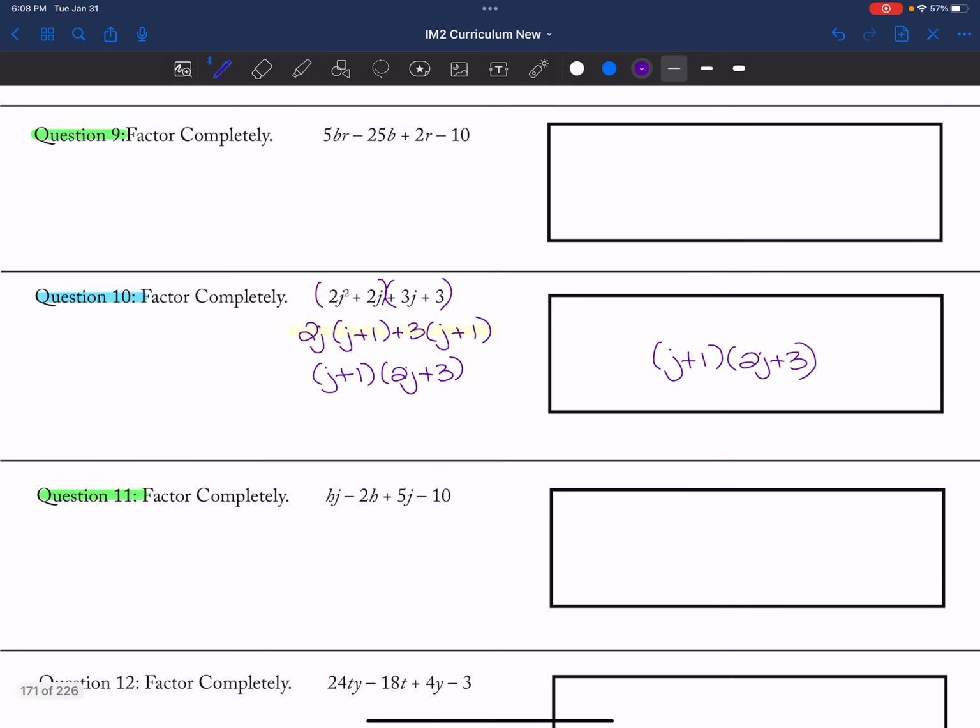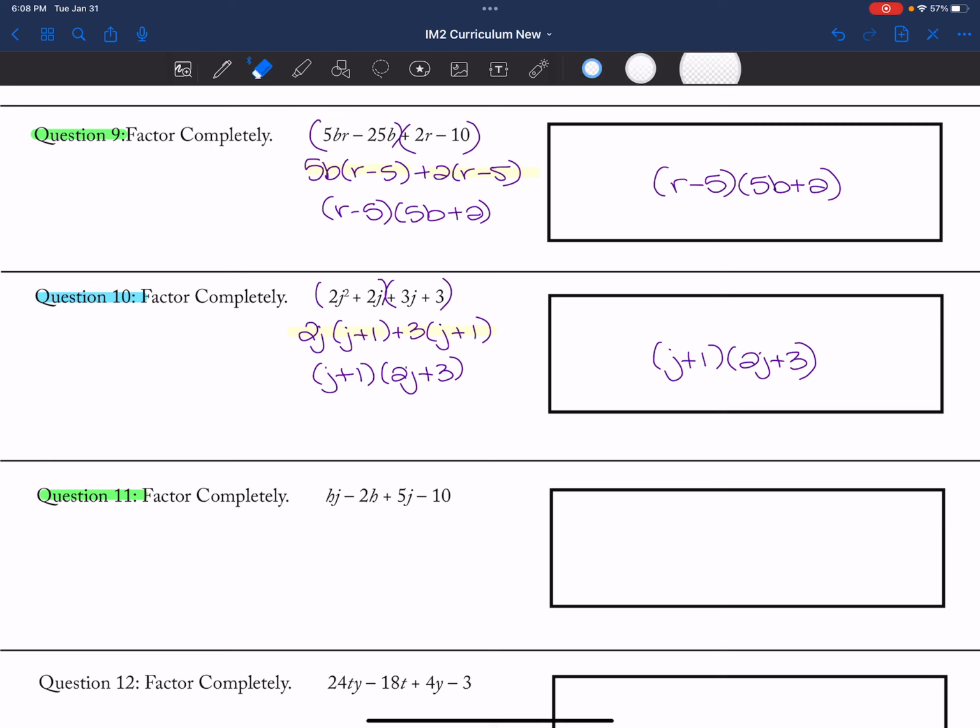Okay, number 9, again, 5B, and I'm left with an R minus 5, and then a plus 2, and I'm left with an R minus 5. So then what's in common is an R minus 5, and I'm left with a 5B plus 2. So R minus 5, 5B plus 2. Oh, I should make this a little bit neater. My 2 is a little weird.